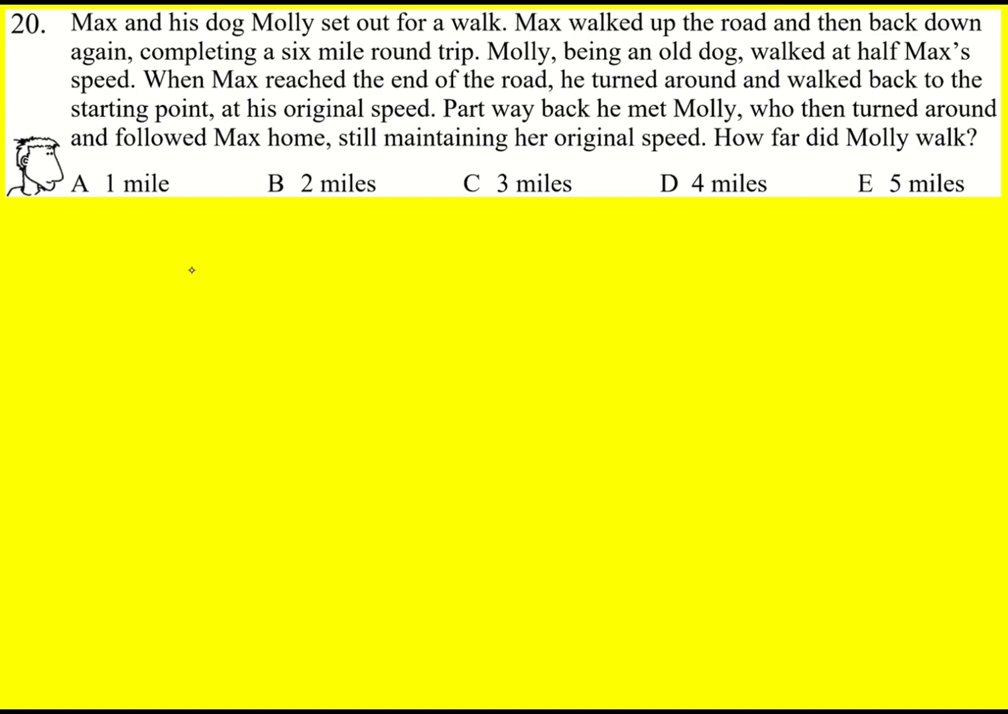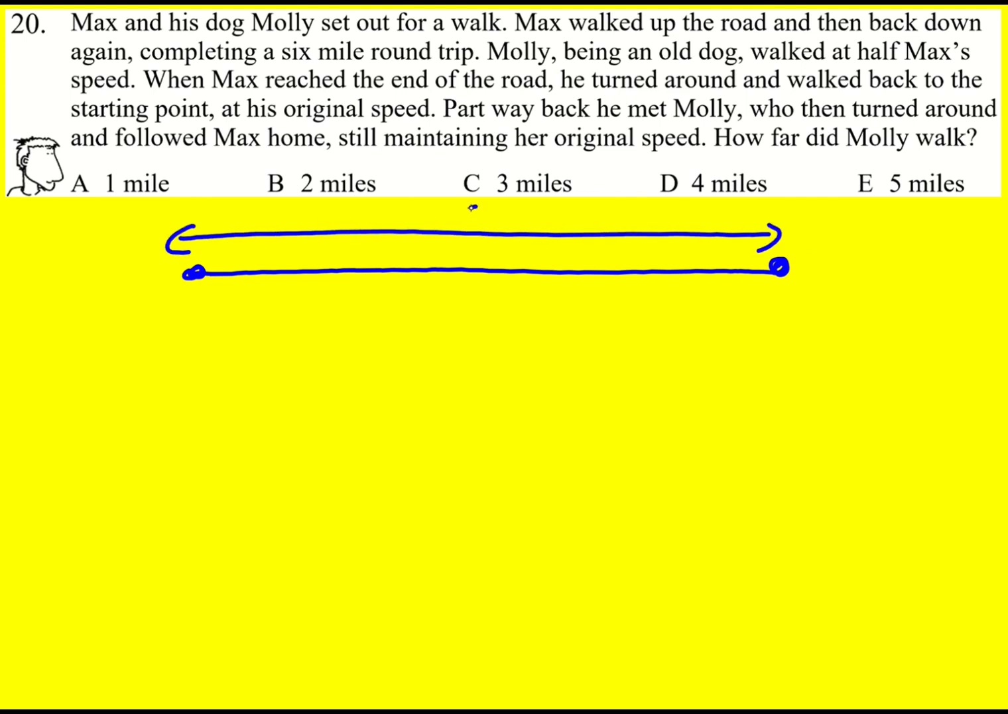I'm just going to draw a diagram to illustrate the walks. Here's the route: start, the end of the road, and then back again. So this distance is 3, because it was 6 miles in total going to the end of the road and back.